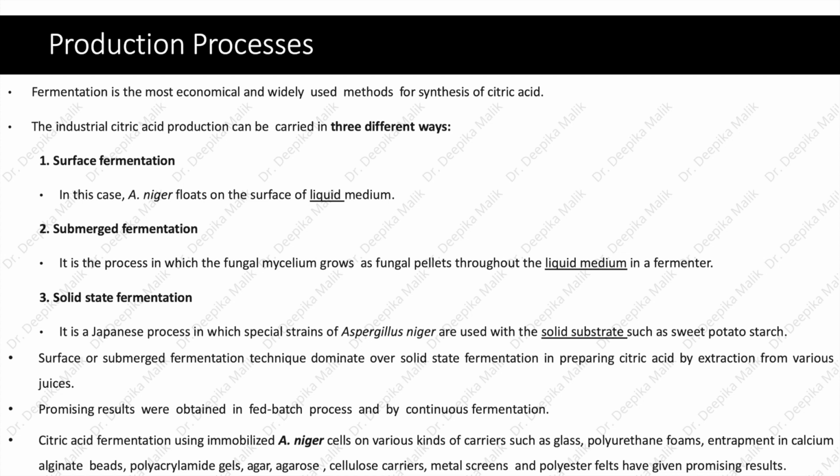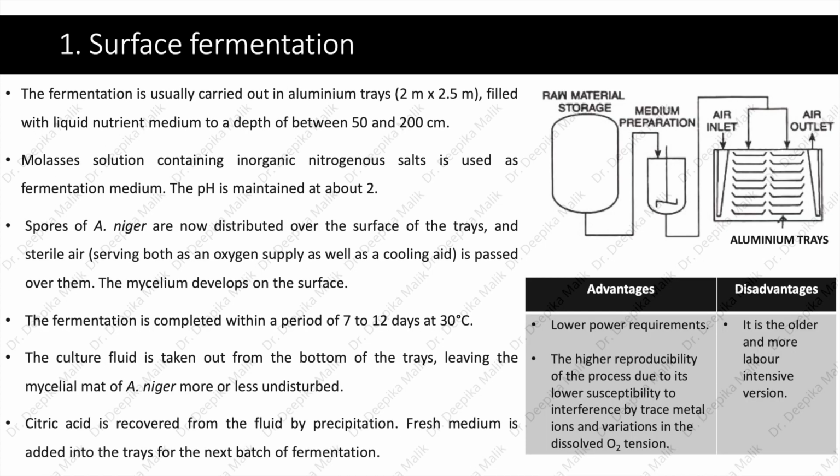These are the methods of immobilization of the spores of Aspergillus niger, giving sufficient production of citric acid during fermentations. Now let us discuss all these fermentation processes one by one in detail. First is surface fermentation. The fermentation is usually carried out in aluminium trays filled with liquid nutrient medium to a depth of between 50 to 200 cm.